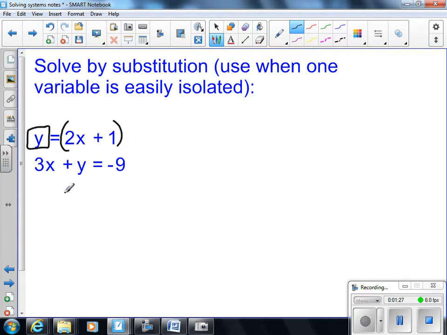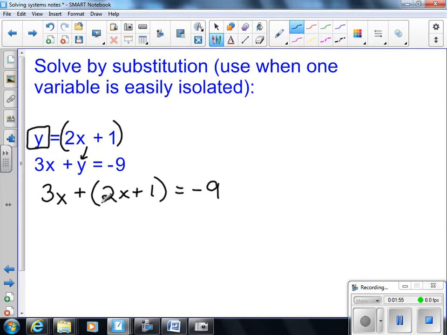Okay, so let's rewrite this. 3x is in the game, but who's coming out? Y is coming out. What's going in instead? The quantity 2x plus 1. Now, the reason I put it in parentheses is because if you were subtracting that quantity, you would have to distribute a negative. In this case, we're not, but just to note that that quantity is being plugged in for y: 3x plus (2x plus 1) equals negative 9.